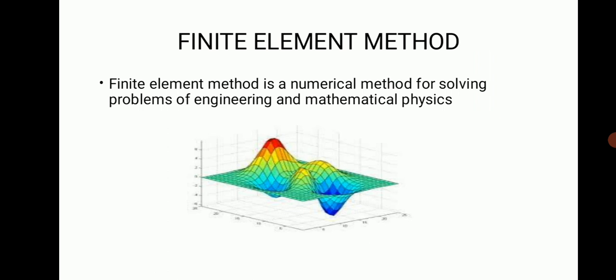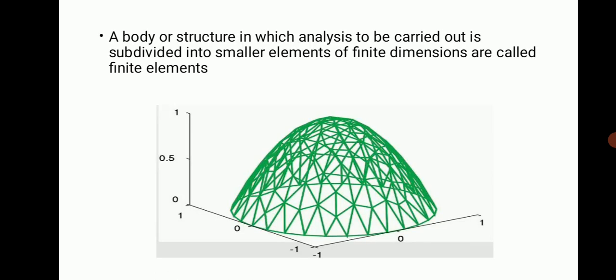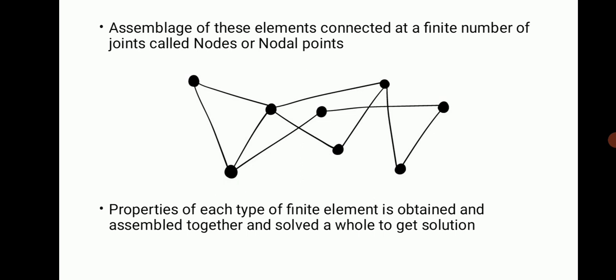So finite element method is a numerical method for solving problems of engineering and mathematical physics. In this method, a body or structure in which the analysis is to be carried out is subdivided into smaller elements of finite dimensions, that are called finite elements. Then the body is considered as an assemblage of these elements connected at a finite number of joints called nodes or nodal points. The properties of each type of finite element are obtained and assembled together and solved as a whole to get the solution.